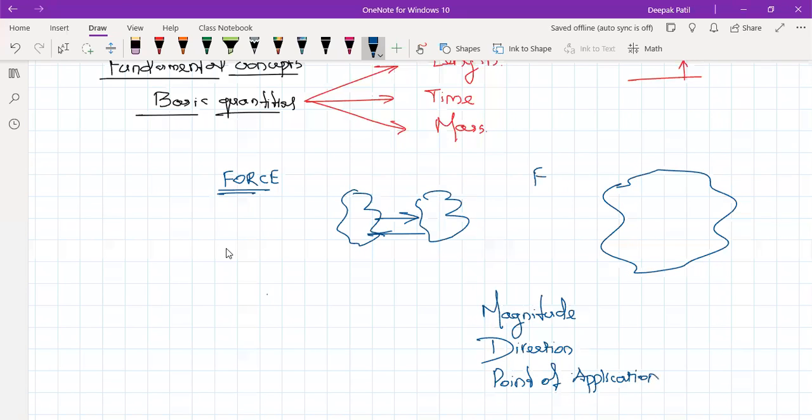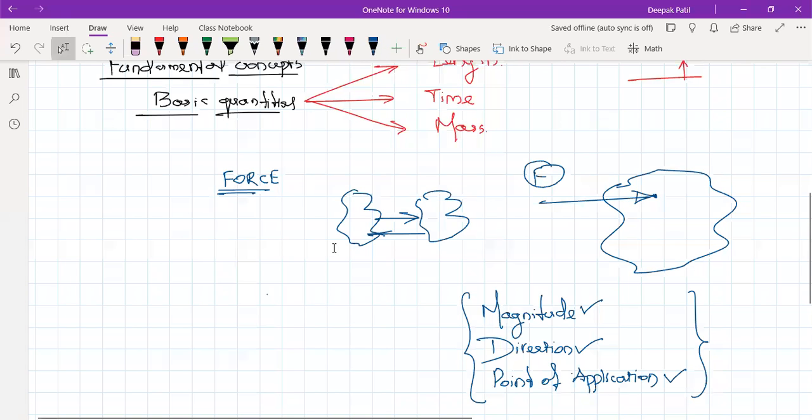Suppose I am trying to apply a force on this body. Now this force has a magnitude, say F, and I also need to define its direction, whether it is from left to right, or right to left, or up to down, or down to up. Also, I need to define the point of application of this force. So a force is always characterized by these three parameters: magnitude, direction, and point of application.